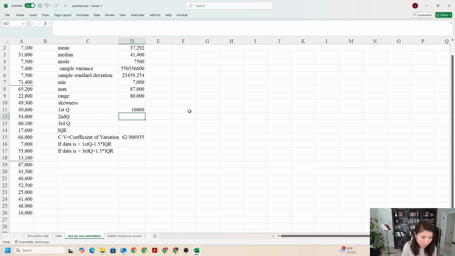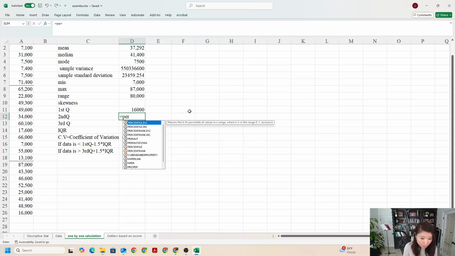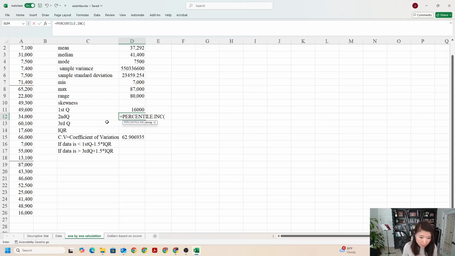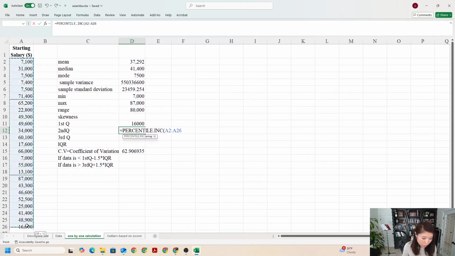Now we move on to the second quartile. In the class, the second quartile uses exactly the same formula, PERCENTILE.INC, and we are selecting the data from 2 to 26 here. The second quartile is the 50% of my data, right? 50% of the data after you sort it from smallest to largest, and then I will push enter. It gives out 41,400. You will notice that this value is exactly the same as my median. So it's not surprising. This always has to be true. Your second quartile is equal to the median. That has to always be the case.